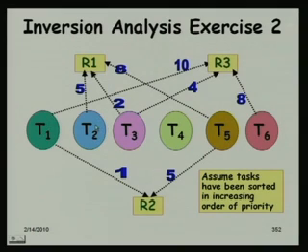What about T2? On account of T3 and T5. What about T3? On account of T6. On account of T2 it won't undergo inversion because that is a higher priority task.